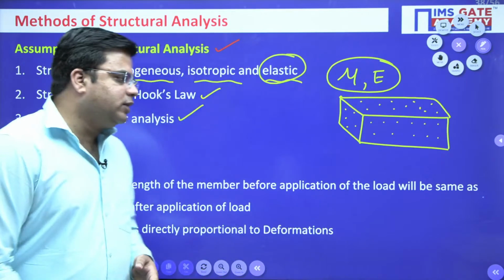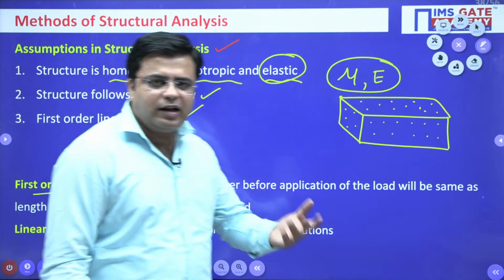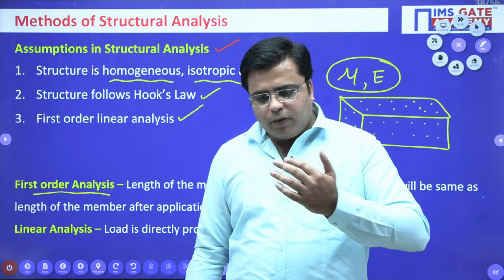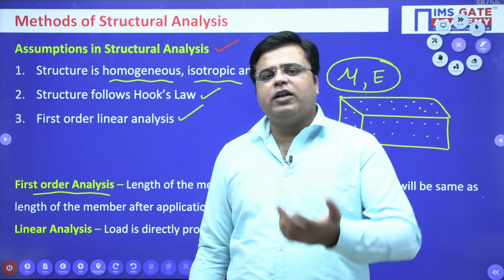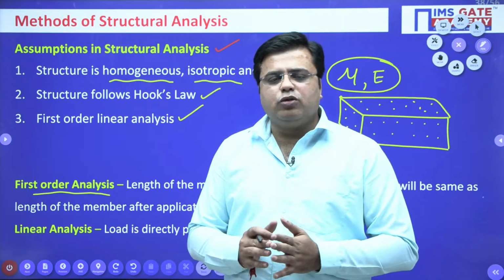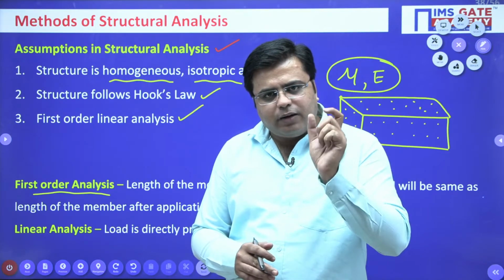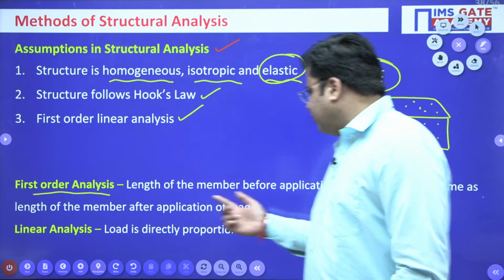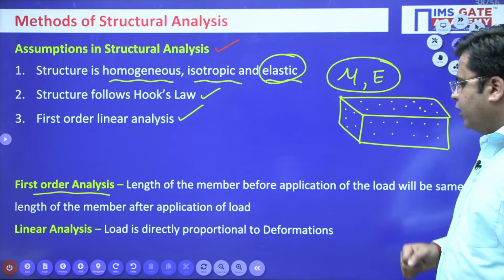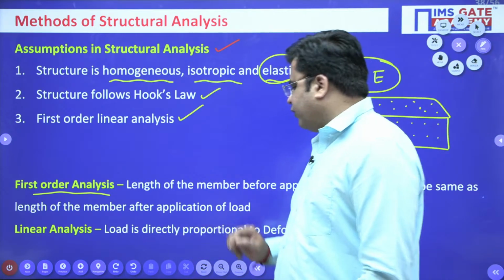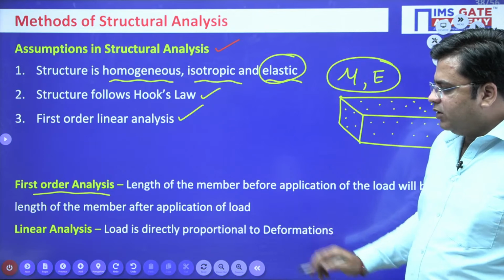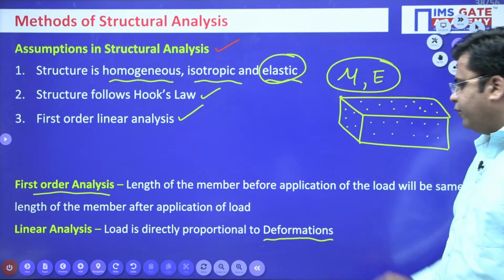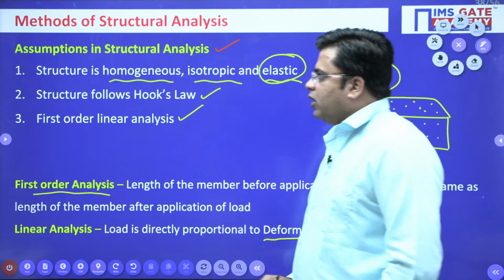So, we do not consider the member to change its length. That is termed as the linear deformation. The length of the member before the load is applied and after the load is applied, we consider it to be the same, keeping the check that minute deformations are occurring. So, the length of the member before application of the load will be the same as the length of the member after application of the load. Next is linear analysis, where the load is directly proportional to the deformations. So, this is your first order linear analysis.